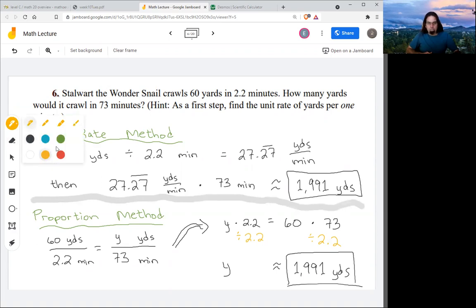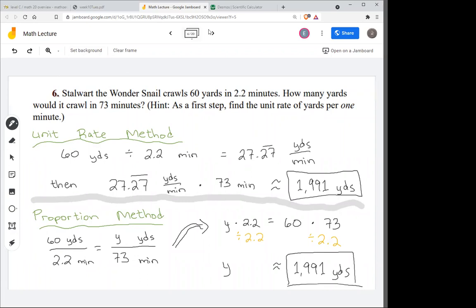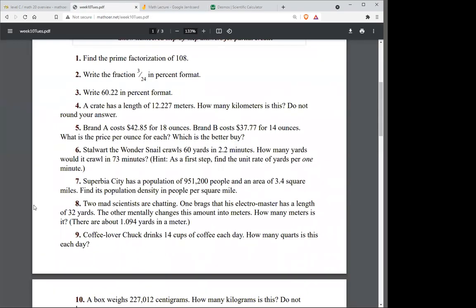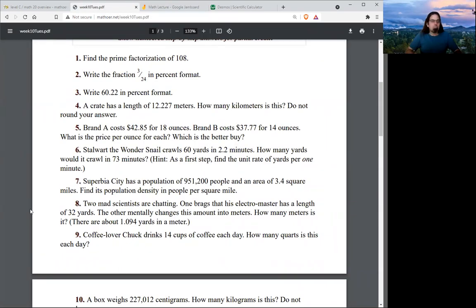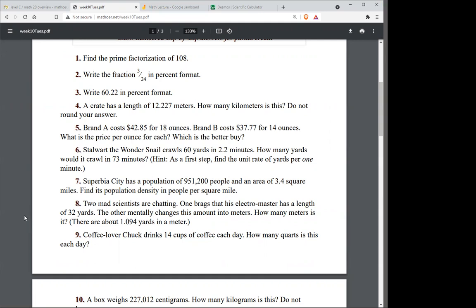As a side note, if I put this 73 minutes over 1, then it looks a lot like unit analysis, if that makes the unit analysis people happy. Questions about number 6? No, thank you. Are we ready for 7, or do you need some more time? I need some time. Okay, I'll pause the recording.